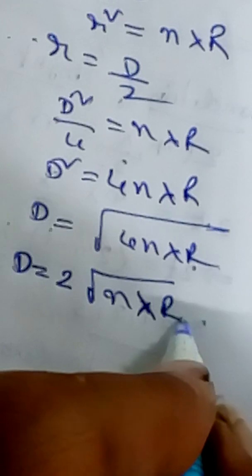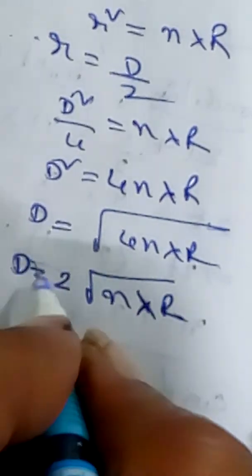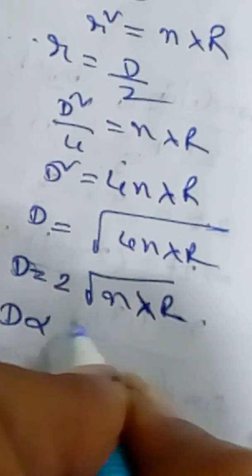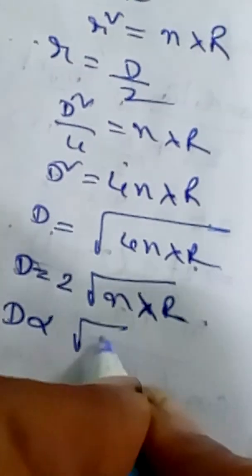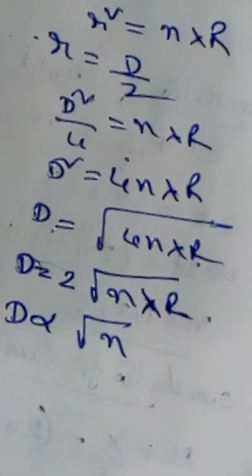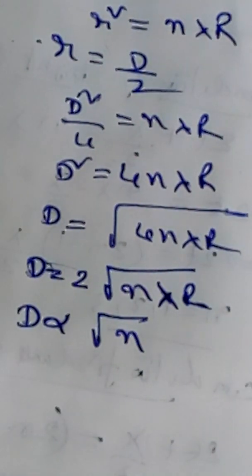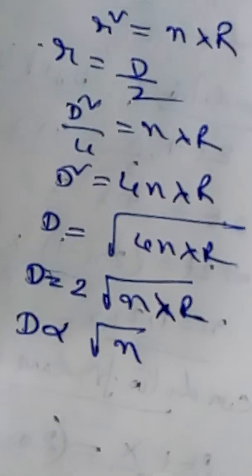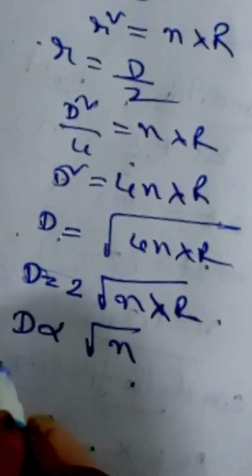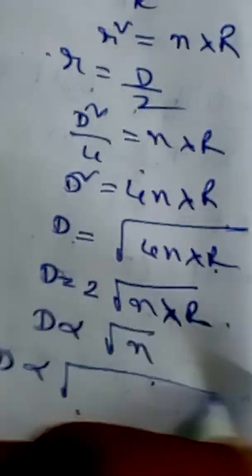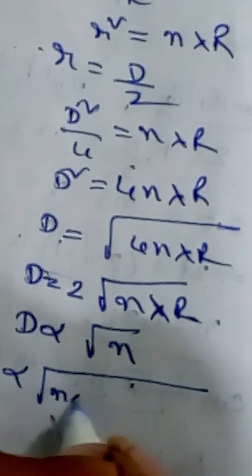Lambda is constant, R is constant, therefore you can replace this equation as d is proportional to square root of n, since 2 is constant. Now in the case of dark fringe, the condition 2t equal to n lambda, where n equal to 0, 1, 2, 3. So that means d is proportional to square root of natural numbers.